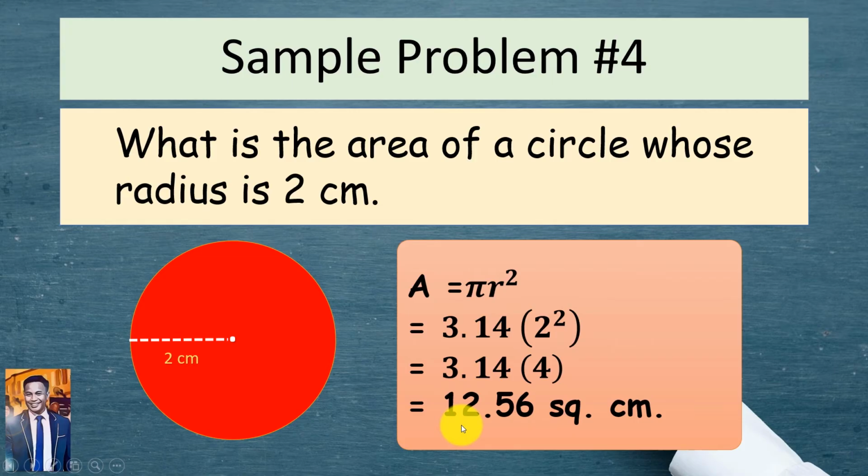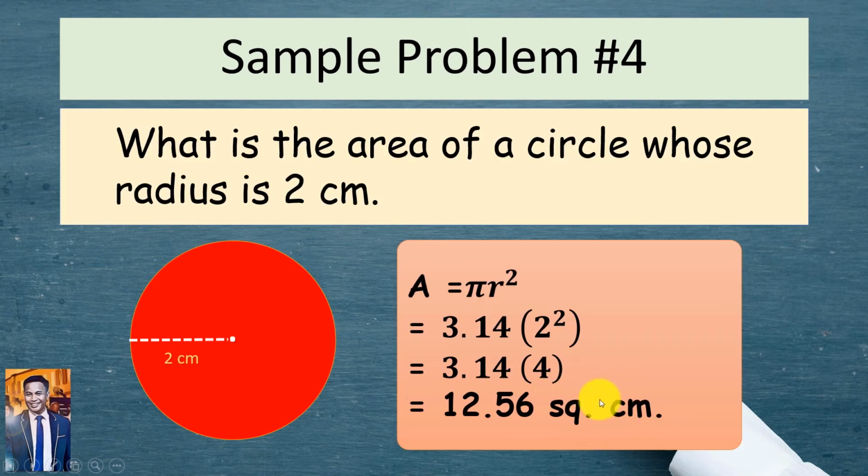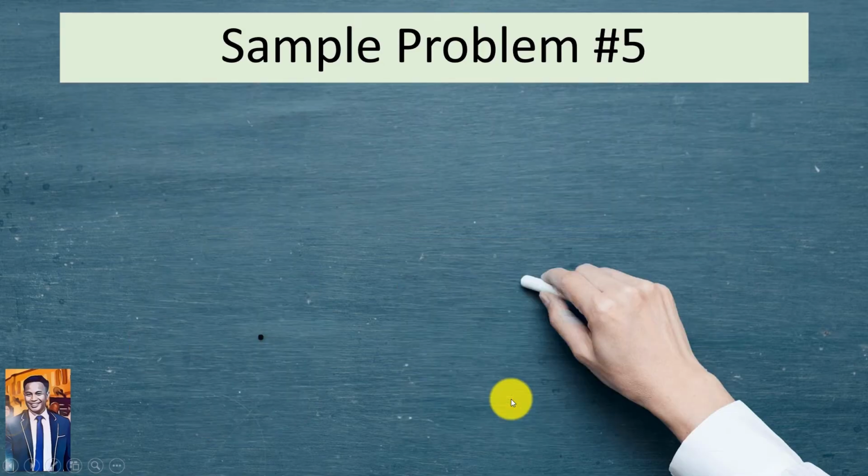And 3.14 times 4 is equal to 12.56. So, ang ating unit ay square centimeters. Sorry, square centimeters. Bakit? Centimeter kasi yung ginamit dito. So, that is equal to 12.56 square centimeters. Okay? Let's have problem number 5.